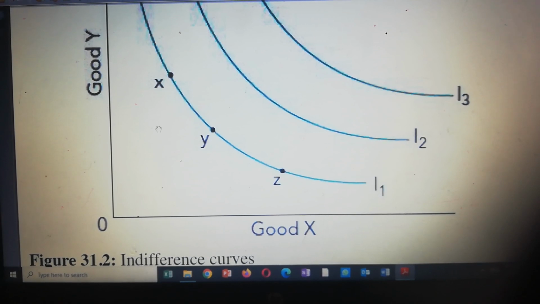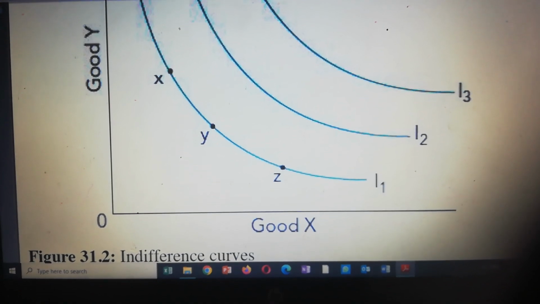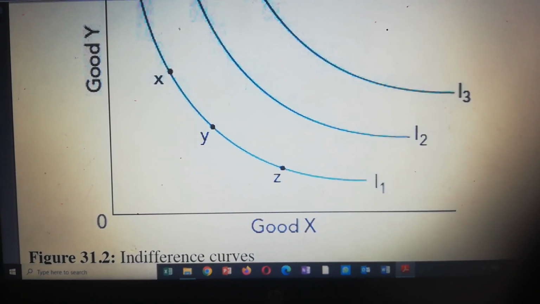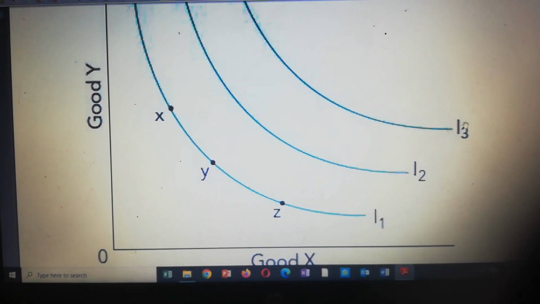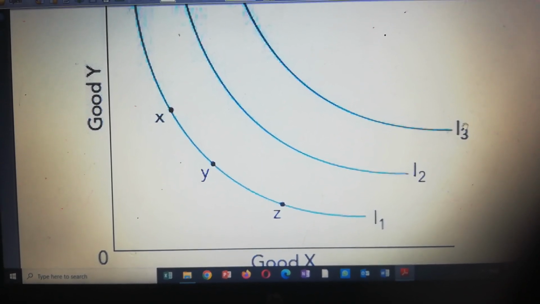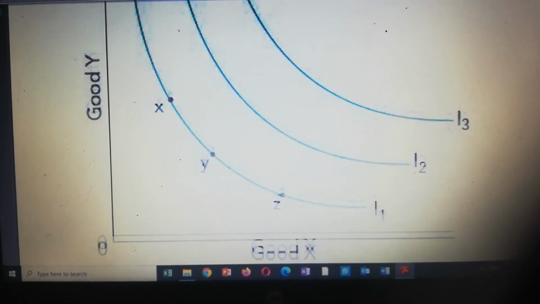I want you also to note that it is very important that consumers always seek to maximize their satisfaction by going for a higher indifference curve. So they prefer the highest indifference curve, because that's the one that gives them a higher amount of utility or satisfaction. So in this case, the consumer would prefer, from these three indifference curves, indifference curve 3, because it is the one that gives the highest level of satisfaction.